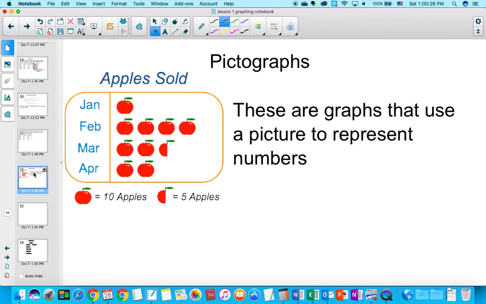Pictographs are graphs that use pictures to represent numbers, right? Here we have January, February, March, April, and we have numbers of apples sold. Well, the picture of an apple represents a certain number, right? A whole apple is 10 and half an apple is 5, naturally. So you can show this, but it's basically just a bar graph, right? If I were to do this, you can see that it's basically just a bar graph.